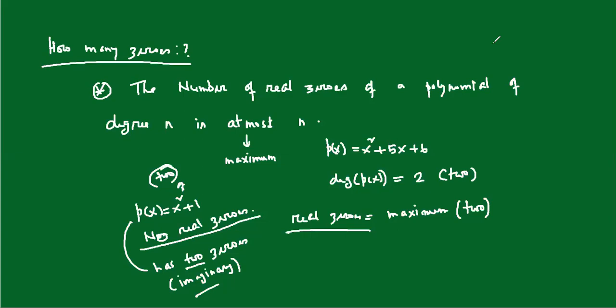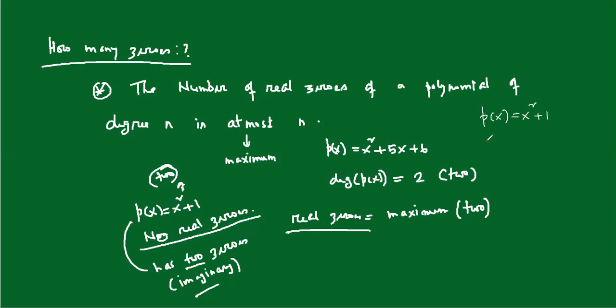Did that make sense? Sir, can you explain one more time? Which one? Sir, that one, the p(x) equal to x square plus 1 example. p(x) equal to x square plus 1, you asked me about this.